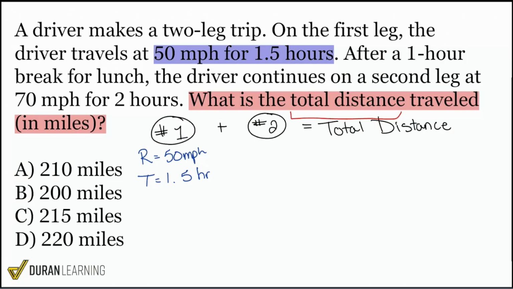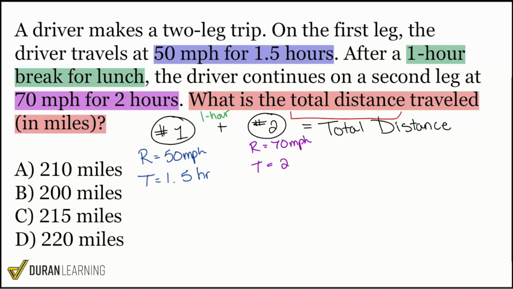We next see that we have a 1-hour break for lunch, and then beyond that, we later see that we continue the trip, and in that continuance, we have 70 miles an hour as the rate and 2 hours for the time. So let me write down that 1-hour break, and then I'm going to continue by writing down the 70 miles per hour for the rate, and the time is going to be 2 hours. So everybody, let's go ahead and put in that work.